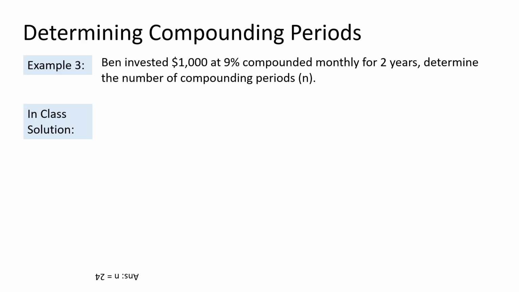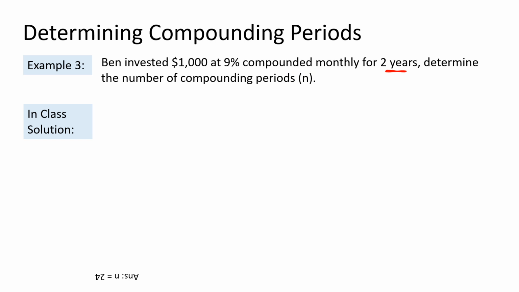Okay, so let's look at just one more example, just so you can get the feel for calculating this total number of compounding periods term. Ben invested $1,000 at 9% compounded monthly for 2 years. Determine the number of compounding periods n. So this time, remember when we did the calculations for m, the number of compounding periods per year, we didn't care about how long the investment was. We only cared about this first piece here where it said it was compounded monthly.